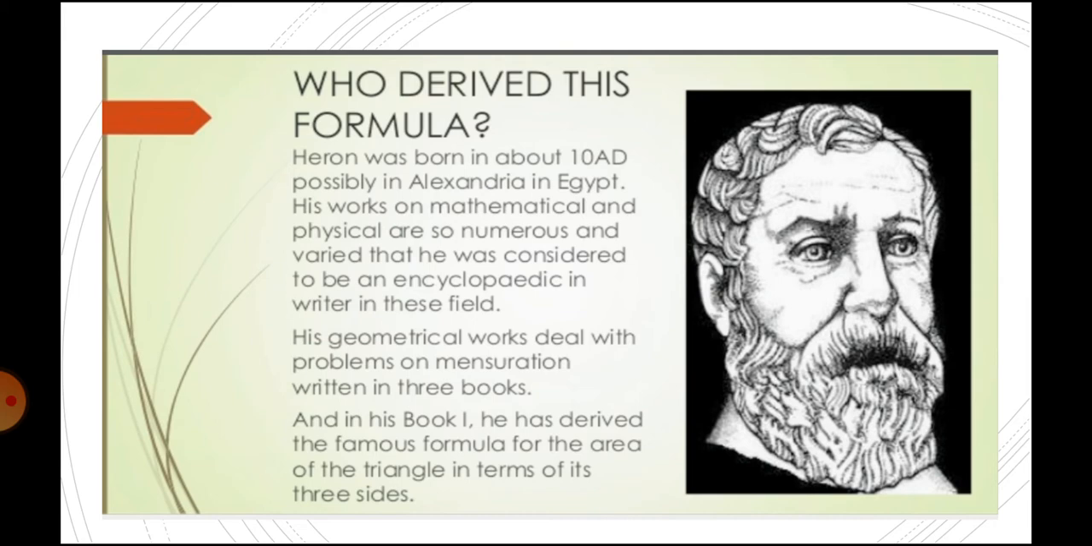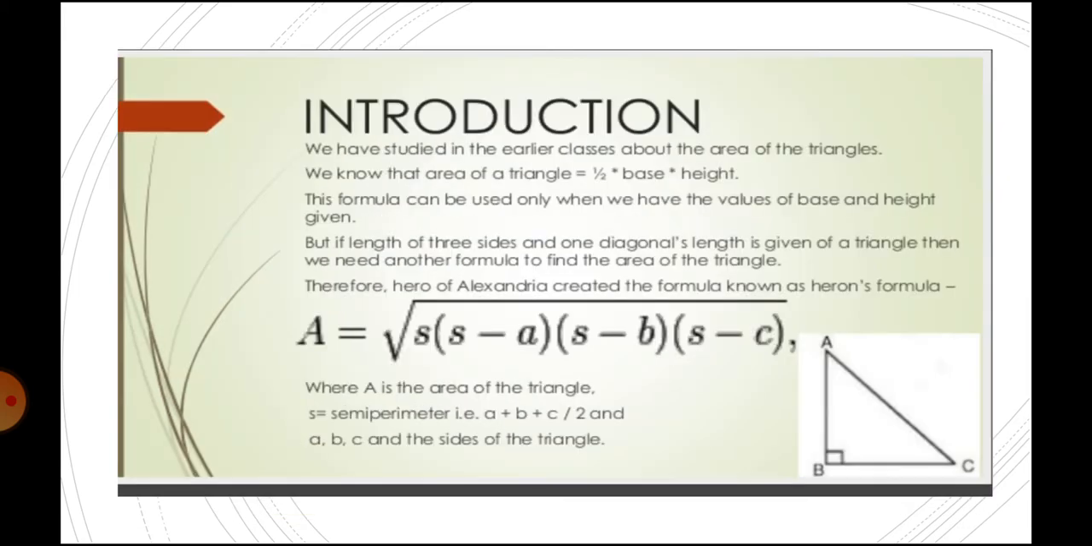Now, moving further, why do we need Heron's formula? This formula can be used to calculate the area of a scalene triangle, a triangle whose sides are all unequal and hence whose height does not exist definitely. Therefore, for a scalene triangle, we cannot use the formula half into base into height for calculating the area of a triangle.